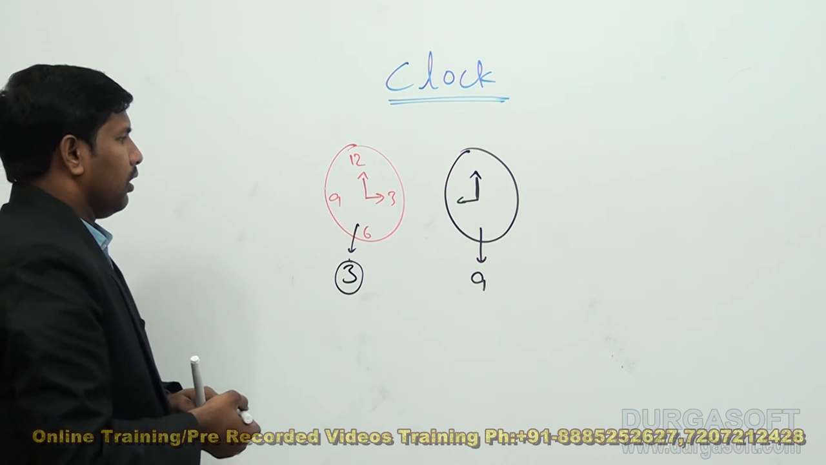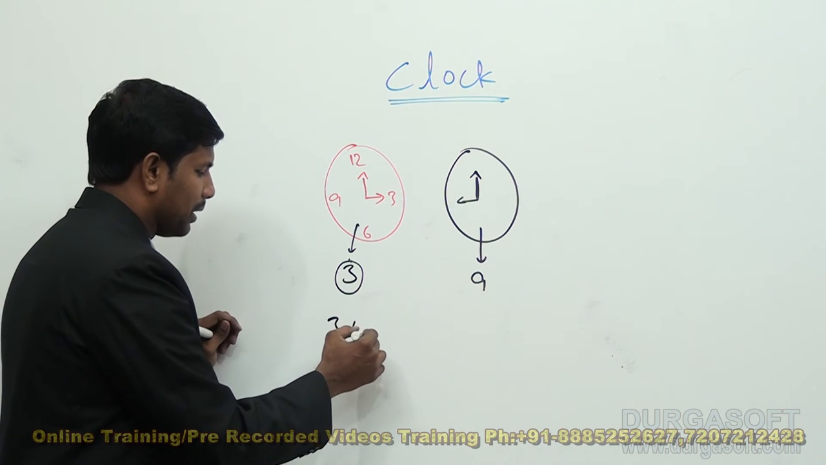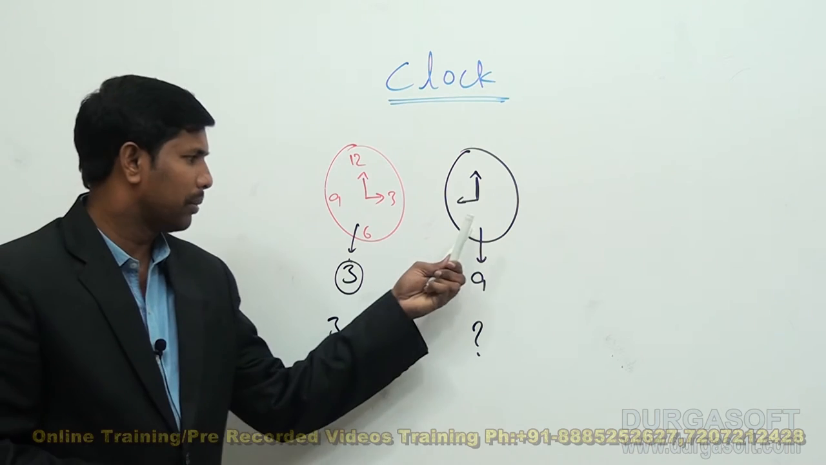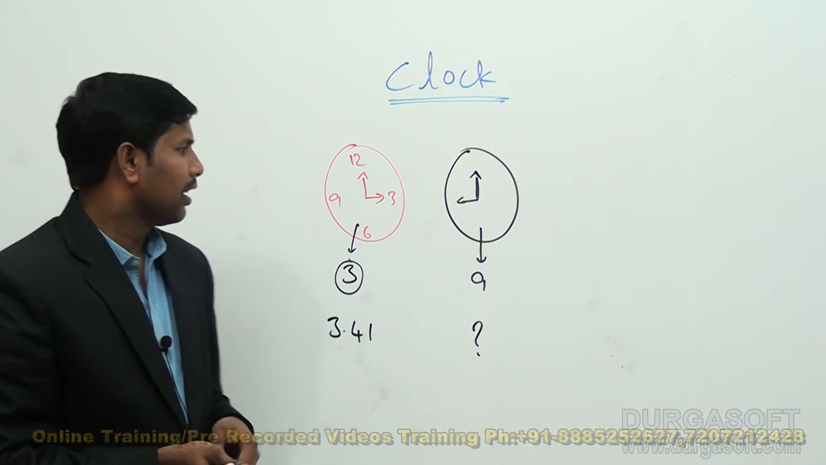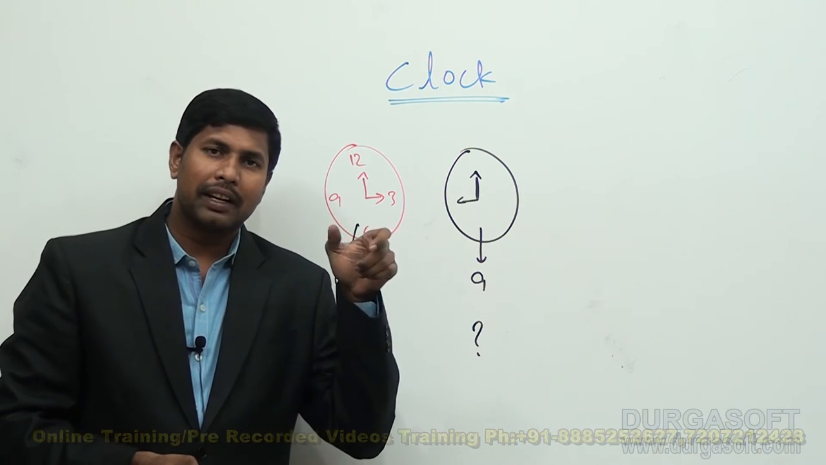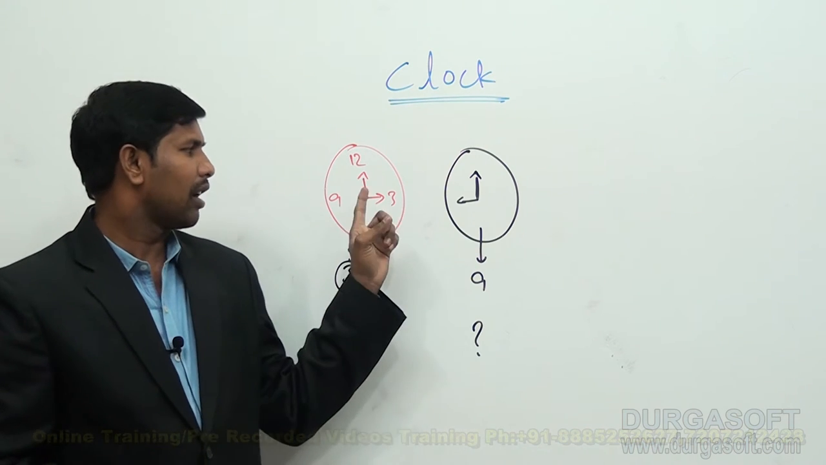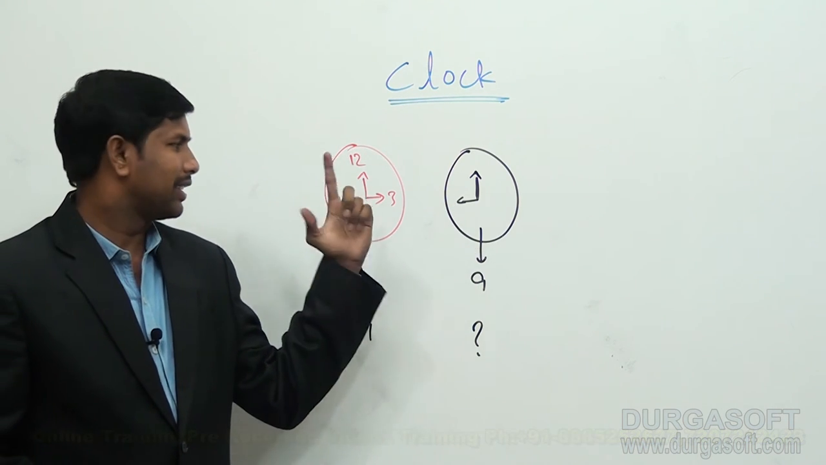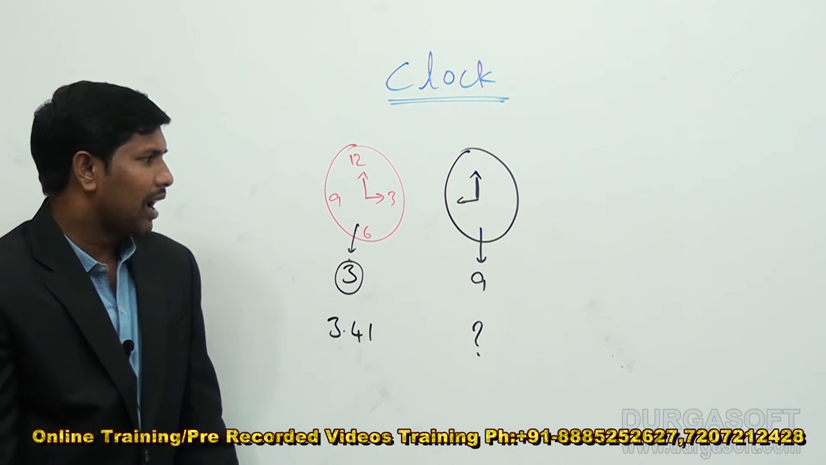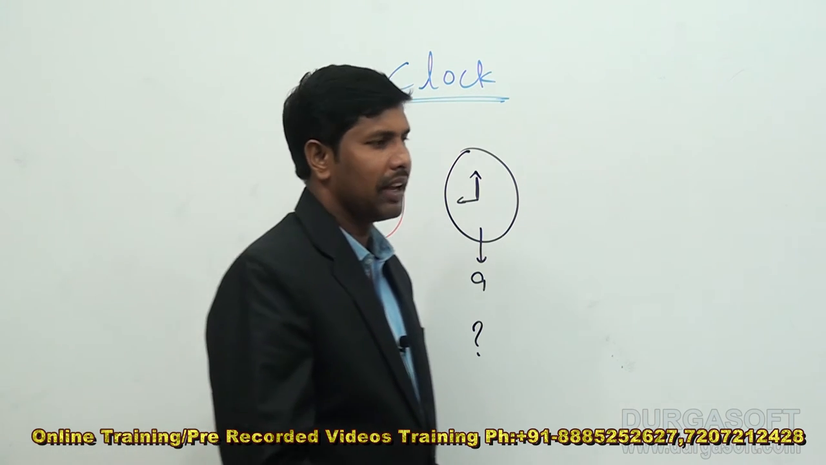So in the same way, a time will be given. If the time is 3:41, what will be the time shown by this image? So when we are keeping this clock in front of a mirror, the mirror image will show some time. Now I want that time. For 3 o'clock we can expect easily it is 9. For 6 it will be the same 6. So when a particular time is given, now let's see how we can find out the image time for that time.